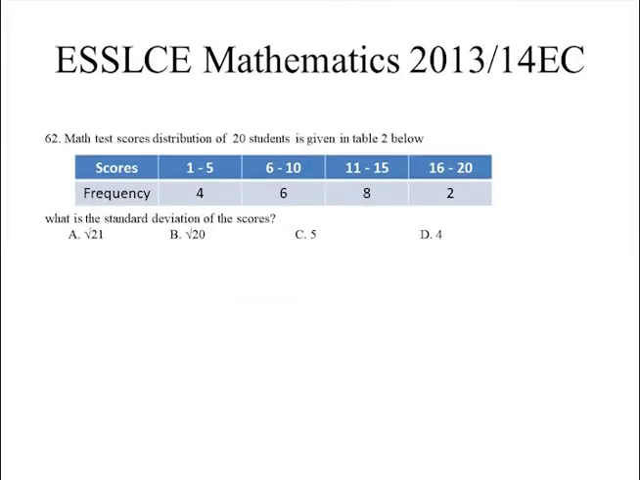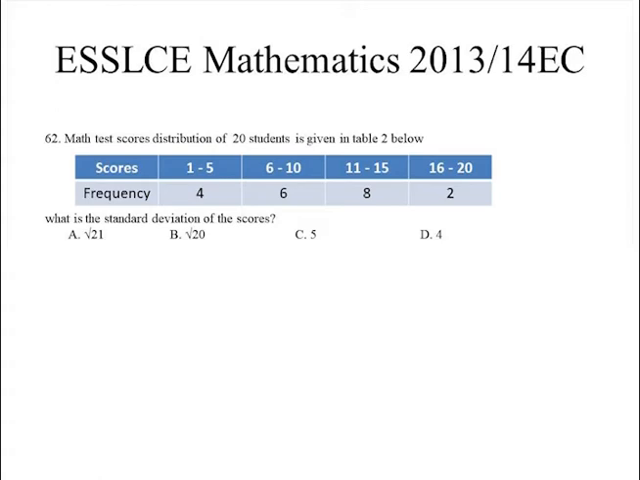Question number 62. Math test score distribution of 20 students is given in the table below. 4 students score 1 up to 5. 6 students score 6 up to 10. 8 students score 11 up to 15. And 2 students score 16 up to 20.